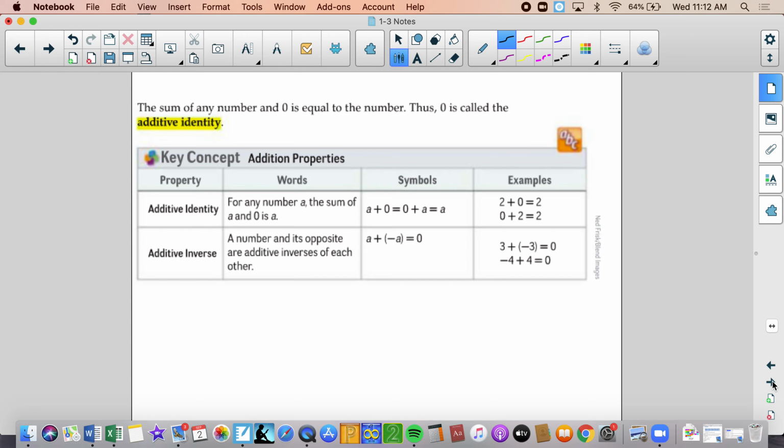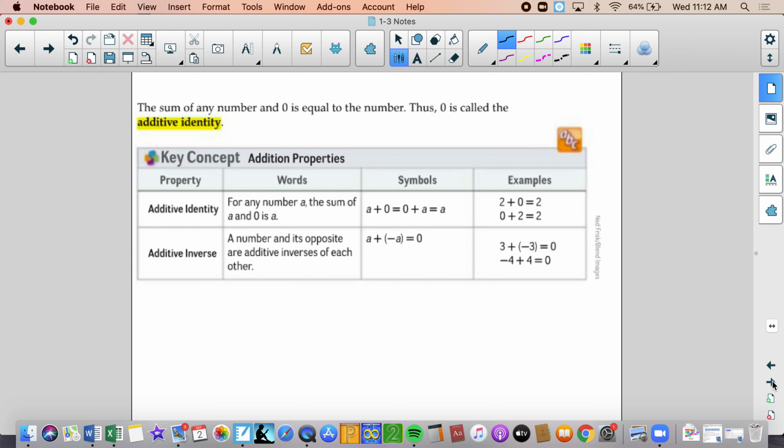So 2 plus 0 equals 2, or 0 plus 2 equals 2, and that would be an example of the additive identity. What do you add to something to get itself? Well, you would add 0.